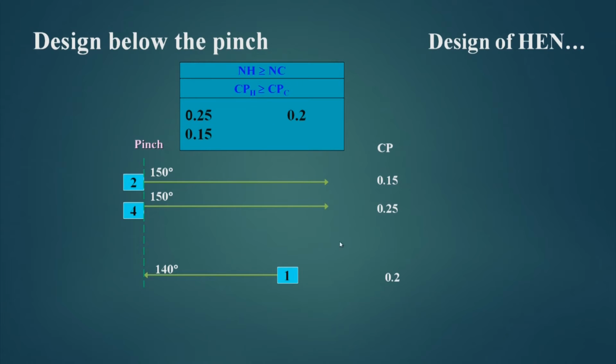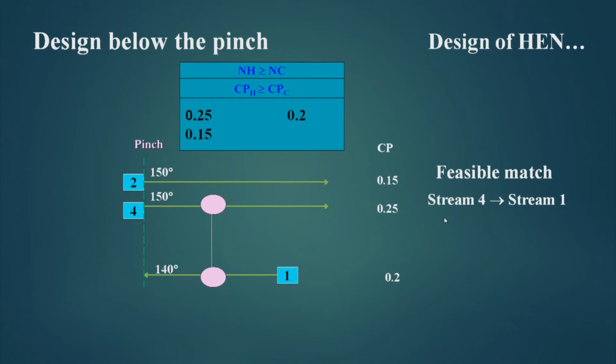Now, we can put up a match between stream 4 and stream 1. Stream 4 has a CP value of 0.25 and stream 1 has 0.2. So, 0.25 to 0.2. So, CPH is more than CPC. So, this match is correct.